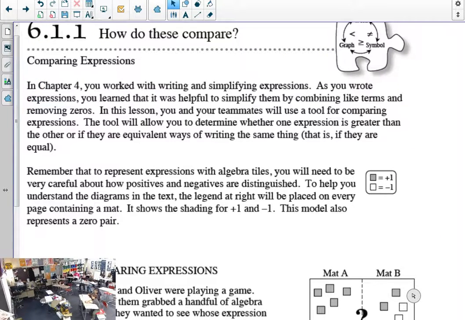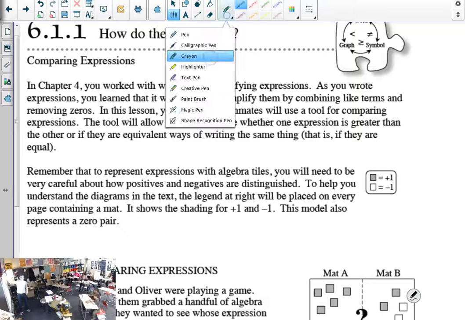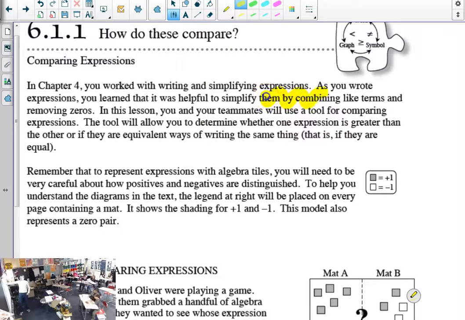We're going to start in chapter 4. In chapter 4, we work with writing to simplify expressions. As we work with expressions, we learn by simplifying them. By defining right terms, we will make it zero. In this lesson, we will use the tool for the expression. It will allow you to determine whether one expression is greater than the other.